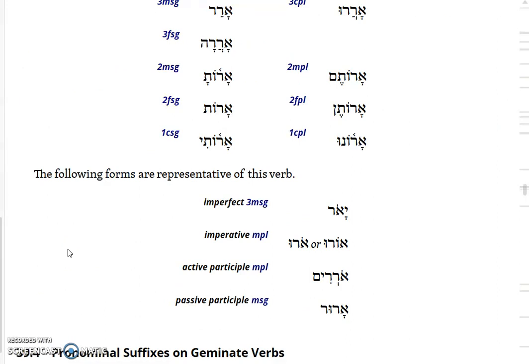And with arar, here he gives you just some sample examples of other forms. The imperfect is yaor, he will be cursed, and then oru, curse as a command, and then oraim, cursers, so those who curse, participle, which happens to be actually regular, like the strong verb. And then arur is cursed. Again, that's a regular looking passive participle.